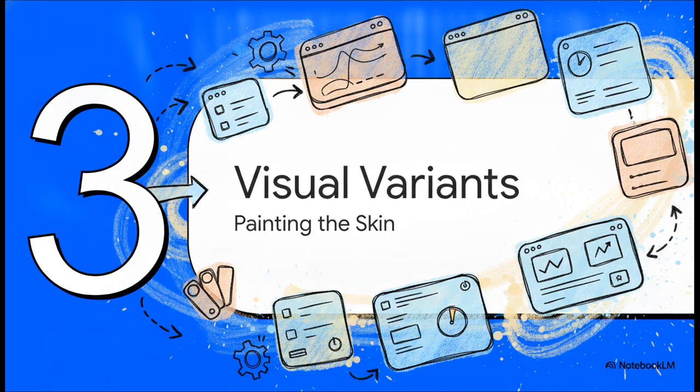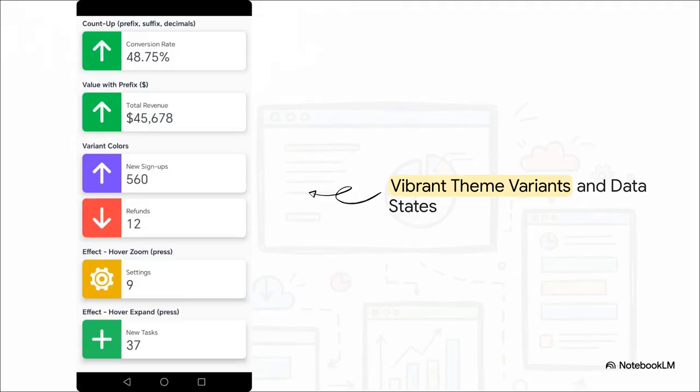So, with our skeleton in place, let's move on to Section 3, styling with visual variants, where we start painting the skin of our UI. Once we have that skeleton, we really need to inject some context and meaning. Think about a purple new signups card versus a red refunds card. In UI design, color is communication.